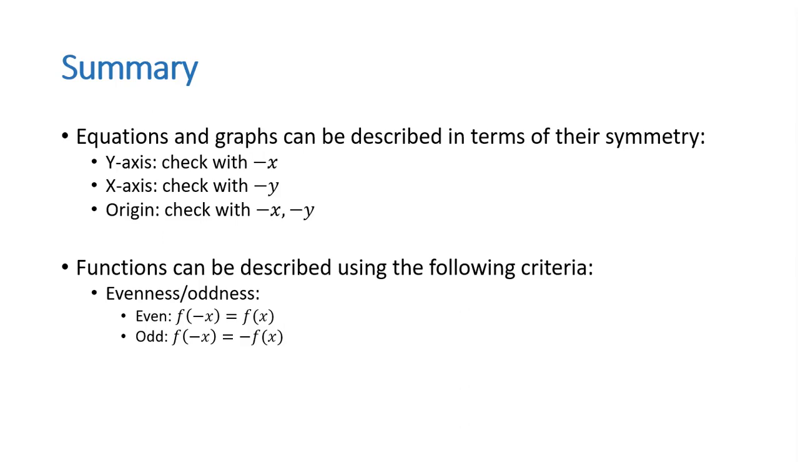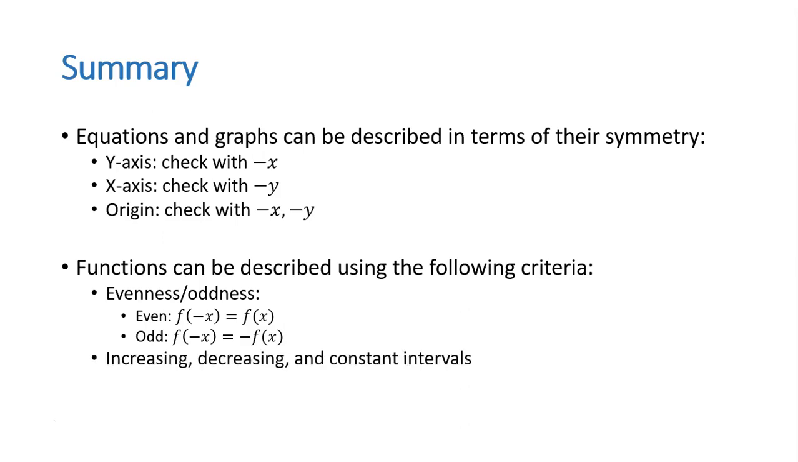A function can be even. If we plug in our negative x and it flips all the signs, so it makes the original function negative, all the signs are flipped, then we have an odd function. We can also have a function that's neither even nor odd. So an even function is going to have y-axis symmetry, an odd function is going to have origin symmetry, and a function that's neither even nor odd is not going to have any specific symmetry.